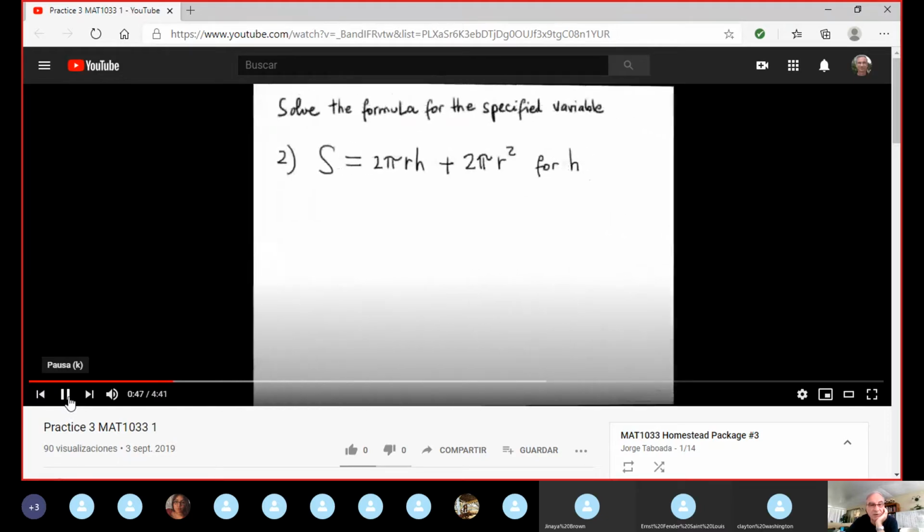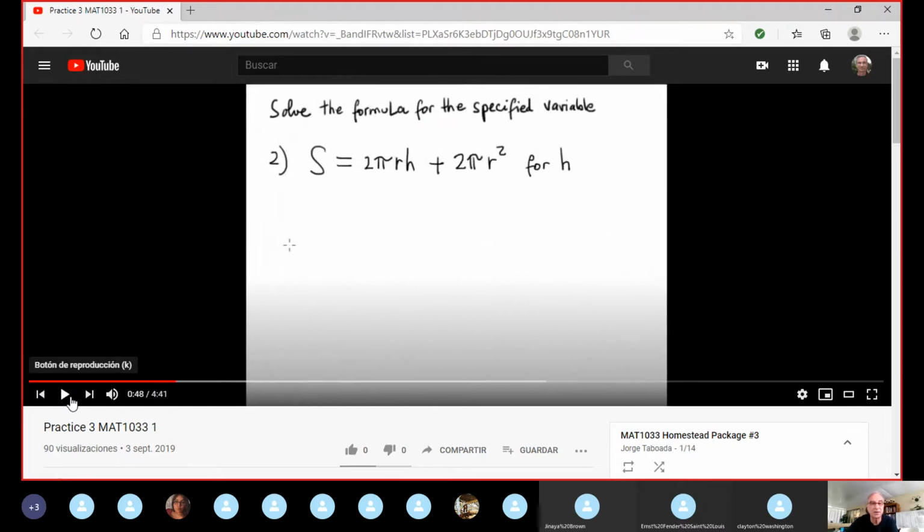The second example is capital S equals pi RH plus 2 pi R squared, and you need to isolate H. This is also geometry, the surface area, but I don't care. You need to manipulate it. In this case you have different steps, because not always a division or multiplication, sometimes a subtraction, because I need to isolate H. So in order to isolate H, I move 2 pi R squared to the left-hand side.